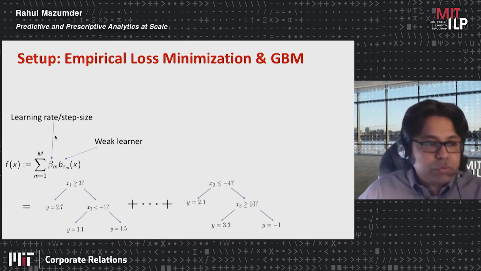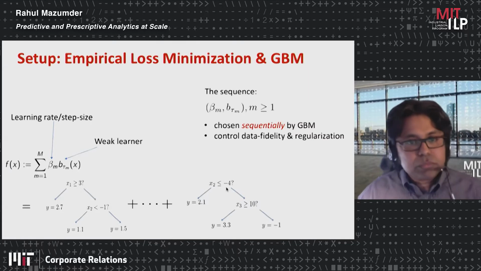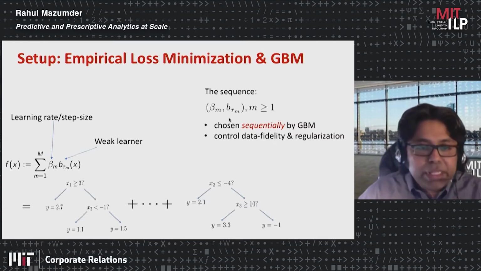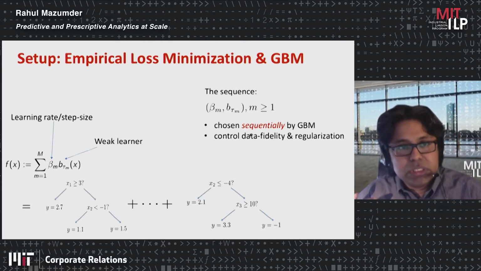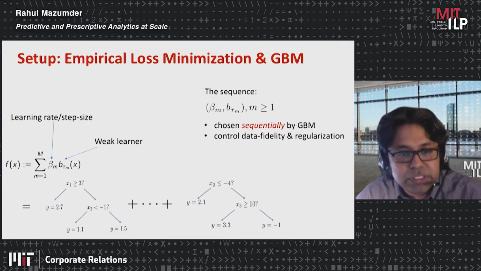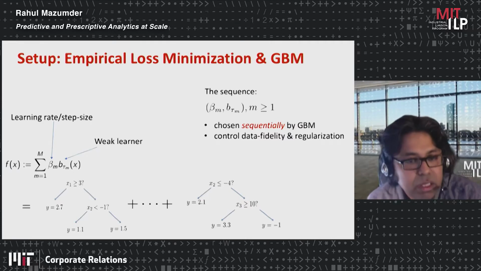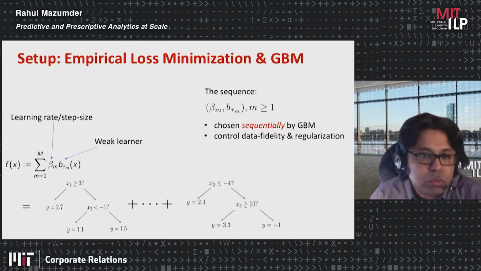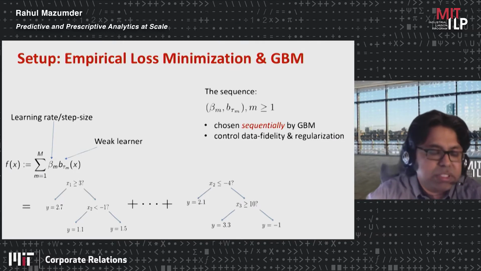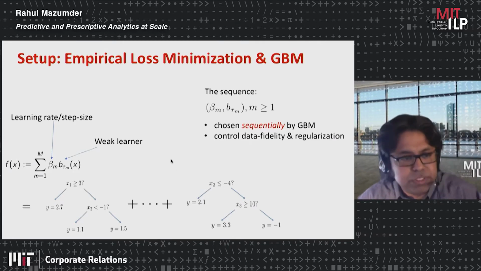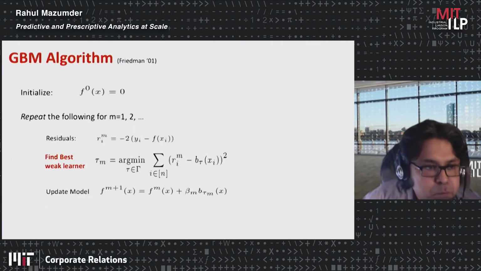There are two components over here. One of them is the learning rate or the step size, and the other part is a weak learner, which are these trees. Now, interestingly, the sequence beta m and these b tau m, the weak learners, are actually chosen sequentially by gradient boosted machines. And together, they control what is going to happen to the training error and what is going to happen to the test error. In other words, they control both the data fidelity and regularization aspects and help us understand overfitting aspects of this algorithm as it evolves over time.